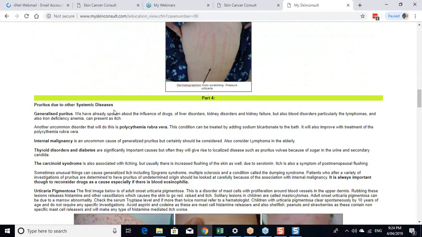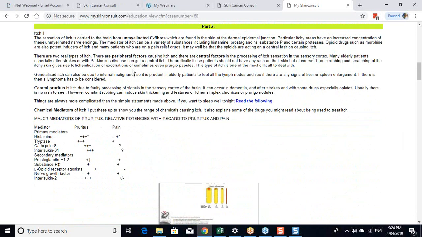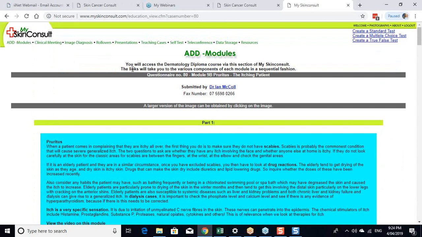Itch is such a common thing. Patients coming in complaining of itch is common. So it might be worth your while at some stage to have a quick read through this module on pruritus, both the generalized type, pruritus without a skin rash, and localized pruritus like brachioradial pruritus, and maybe read up a little bit about it. These are some of the other substances down here: the natural opiates, some cytokines, substance P, prostaglandins, as well as histamine, can be involved in the sensation of itch.